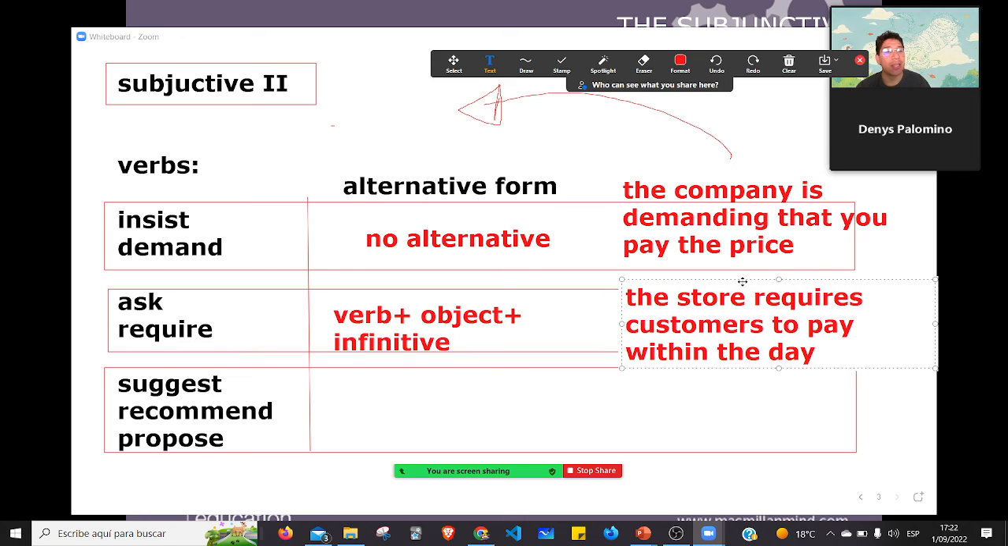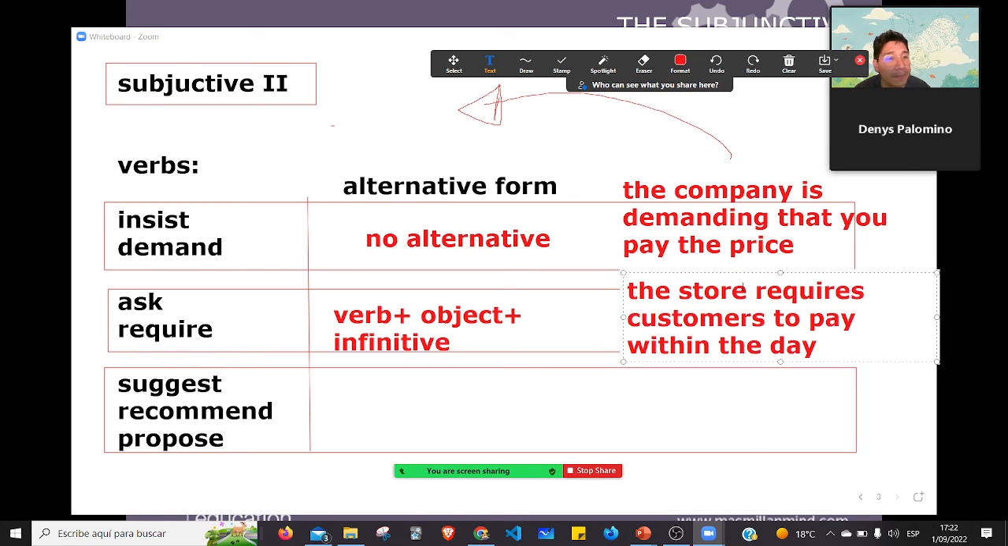Dice, la tienda requiere. In this one, I can use the object, of course, because you have this structure. The store requires customers to pay within the day. La tienda requiere que los clientes paguen dentro del día. Okay? Tú puedes decir, we or the store requires that customers pay within the day, or the store requires the customers to pay within the day. Did you understand?